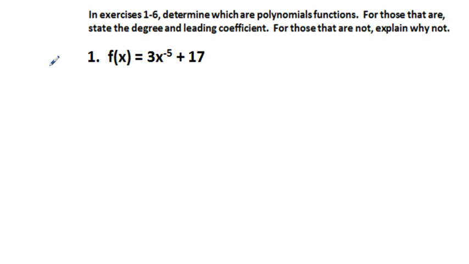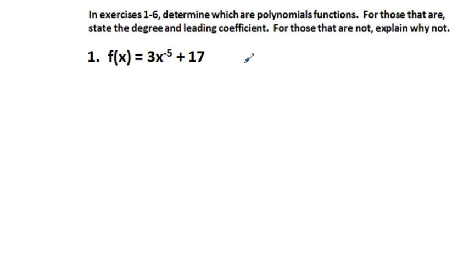Chapter 2.1, exercises 1 through 12, page 182. We're looking at section 2.1 in the book, which has to do with polynomial functions, kind of an introduction. And we're looking at the odd number problems. Exercises 1 through 6: determine which are polynomial functions. For those that are, state the degree and the leading coefficient. For those that are not, explain why not. So we're going to have to review what a polynomial function is.